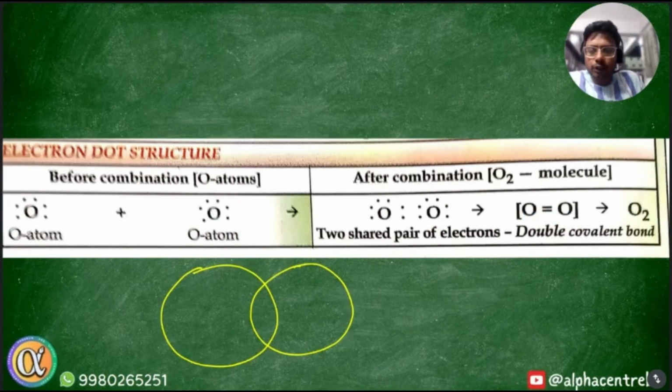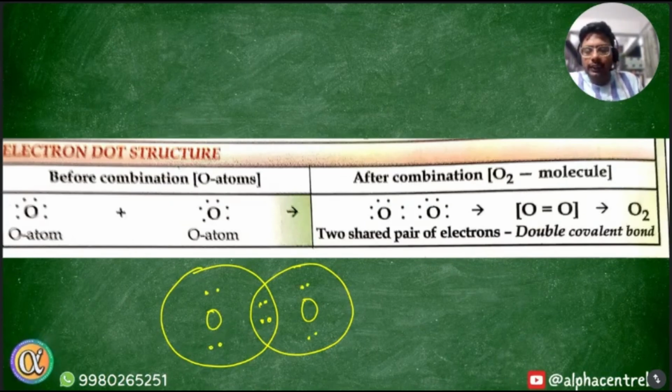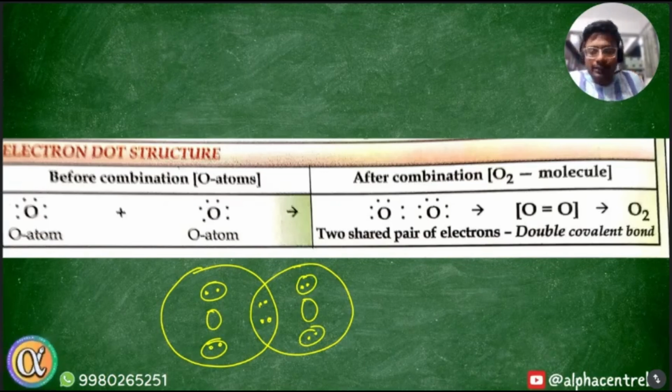So here 2 oxygens are there. You can just write the 2 shared pairs in between. 2 plus 2, 4, and then the unshared pairs you can write here. So in this case, we see that each oxygen has two unshared pairs. An unshared pair is called a lone pair. Remember the word lone pair, and it has two shared pairs between them, which are responsible for the formation of the double bond.